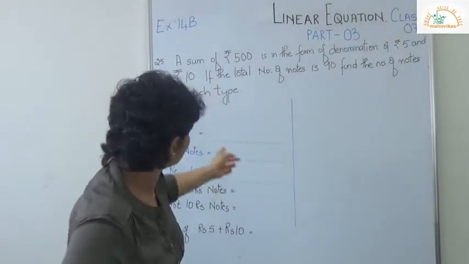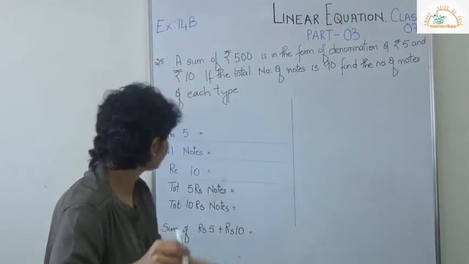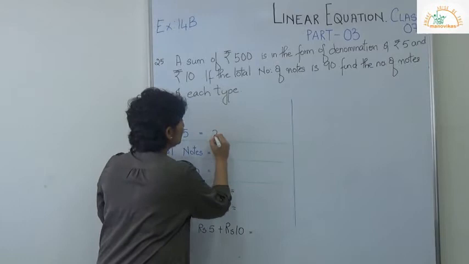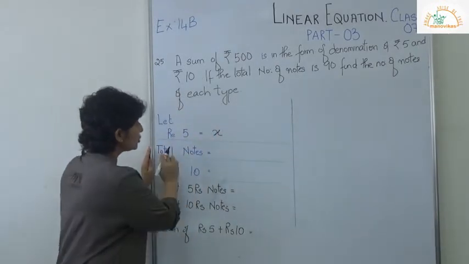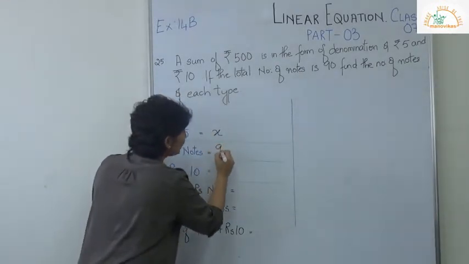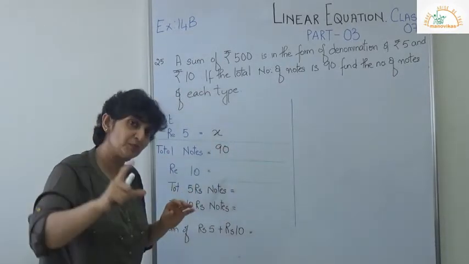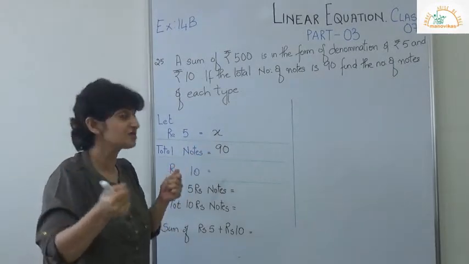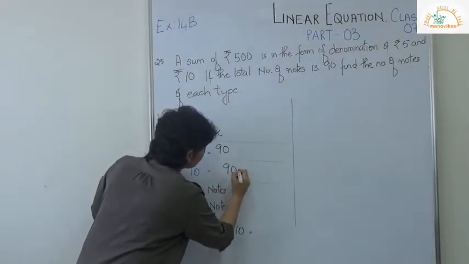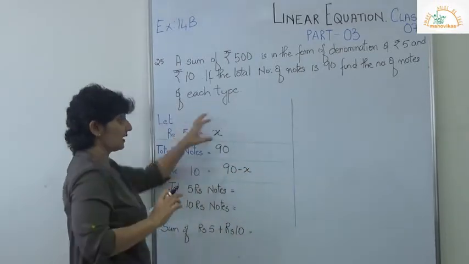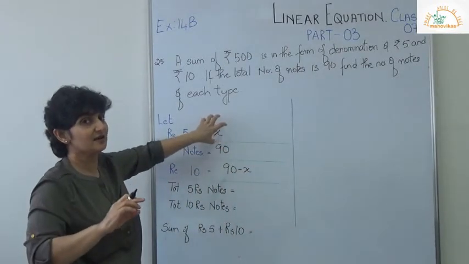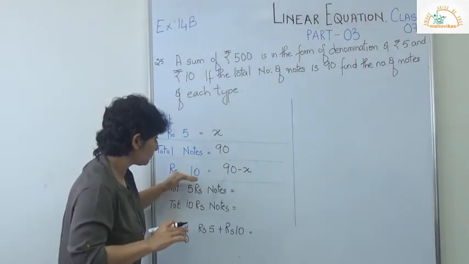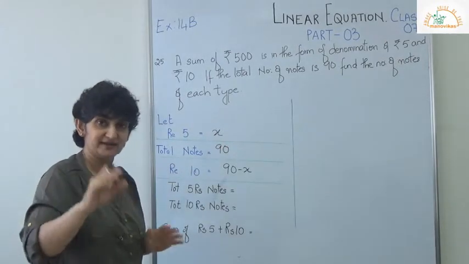So let's come to the statements. Let the number of 5 rupee notes be x, and the total number of notes I have is 90. Correct? So how many 10 rupee notes will it be? 90 minus x, the remaining. Suppose I say I have 10 here, how many would that be? 90 minus 10. So this is x, so the 10 rupee notes will be 90 minus x.